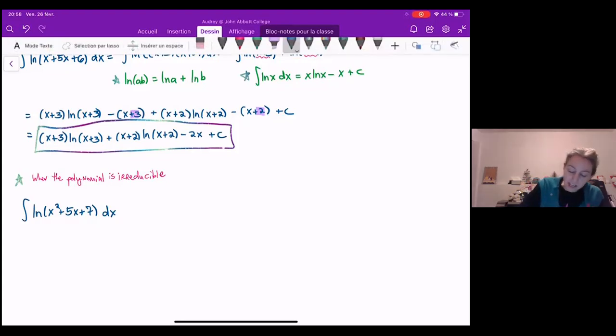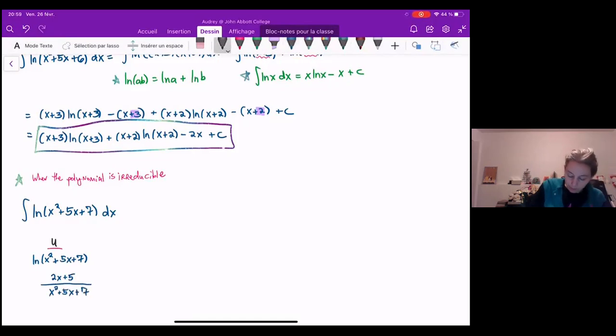And this is sort of the same idea that we have behind the integral of the inverse trig functions, right? It's one function. We don't know how to integrate it. It's not a known form. So we do an integration by parts where we let our u be equal to the function itself. And so then I'll take the derivative and I'll get 2x plus 5 over x squared plus 5x plus 7.